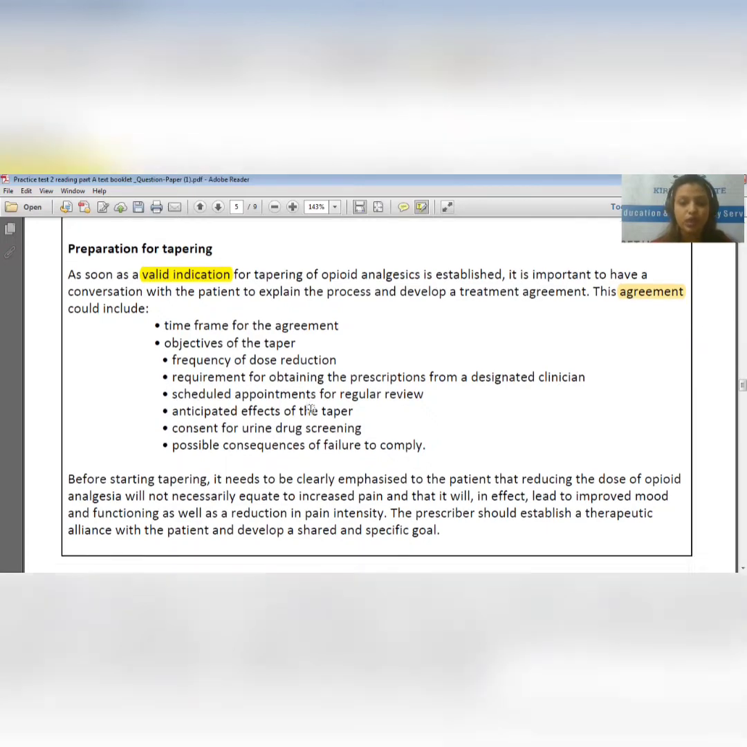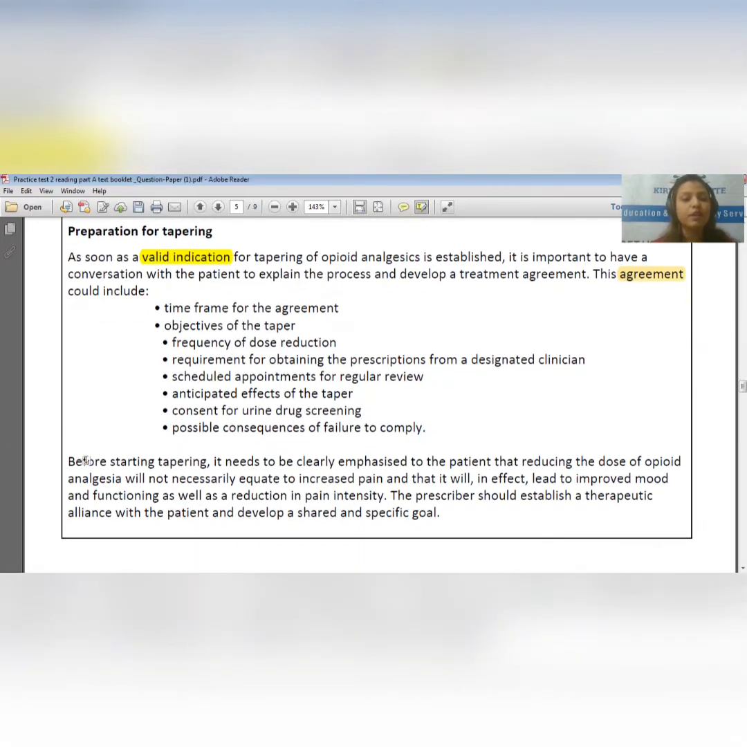Now moving to the last paragraph, before starting tapering. This might be some precautions or things to be considered before starting tapering. So we should always think about the heading or the topic of each paragraph. If your paragraph is too long, then you can also read the last sentence of the paragraph. That will be the summary or conclusion of the information. So this is how you can skim.